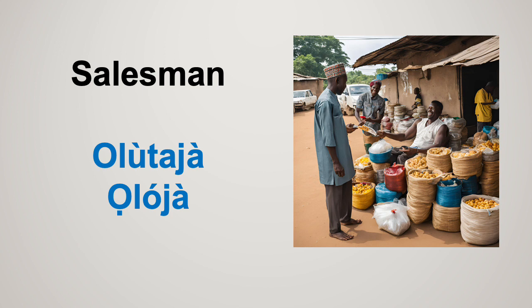The stuff that you sell in the market, like the pepper, the tomato, the fish, your consumables that you sell in the market. Not just consumables, it can also mean different other things, the services that you offer generally. So olutaja is the term that means the one that sells the goods, while oloja means the owner of the goods. But both words are literally used to describe a salesman.